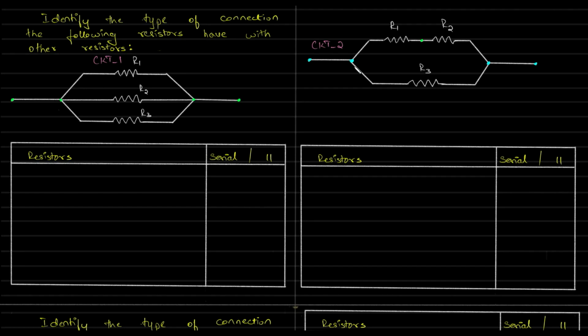Identify the type of connection the following resistors have with the other resistors. So the first thing I asked you guys to do is identify the important nodes. So we have R2, R3 and R1 connected at two different nodes, A and B. Now think over what is the type of connection between the respective resistances.